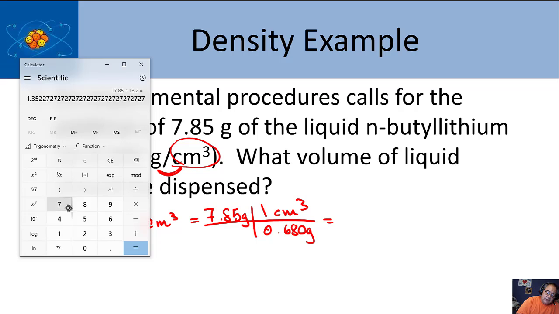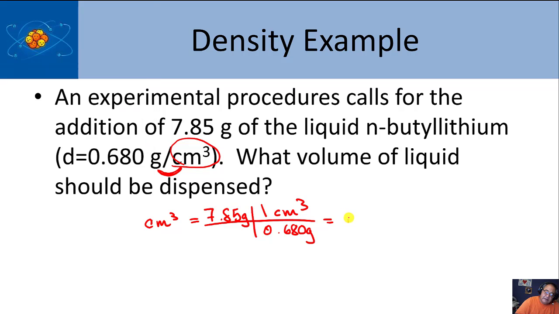And I'm going to say 7.85, right, divided by 0.680. I'll just leave the 0 off because it is a 0. And that comes to 11.5 centimeters cubed. And the units grams will cancel. And there you go. There you have it.